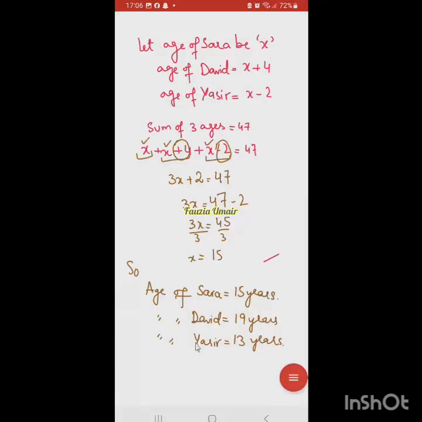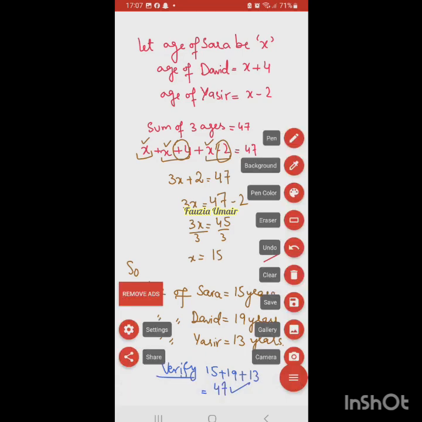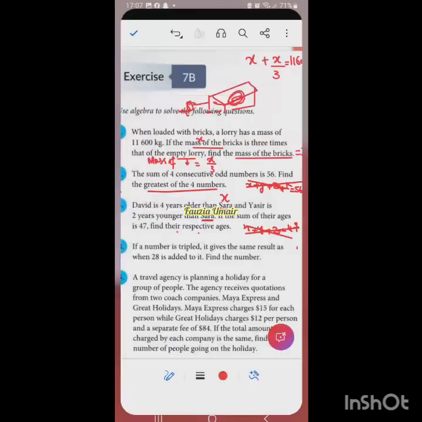Excellent. So we can always verify the answers. We can always recheck. So if you add all these, 15 plus 19 plus 13, what do you get? Ma'am, 47. 47 comes, so that's the correct answer. Right? So, is this question clear? Yes, ma'am.